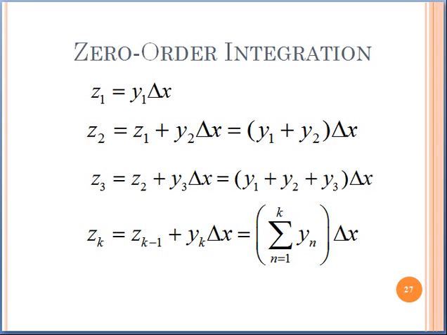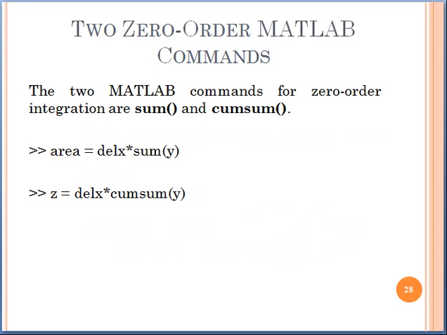If you want to open it, you can open, put the value of z1, then the formula will become y1 plus y2 into del x. Similarly, the general formula will become z of k equal to z of k minus 1 plus y of k into del of x, which is simply a summation of y. Now there are two commands for zero order integration, that is sum and cumsum. Okay, for example, area equal to del x into sum of y and z equal to del x into cumsum of y. You can use it at different places.